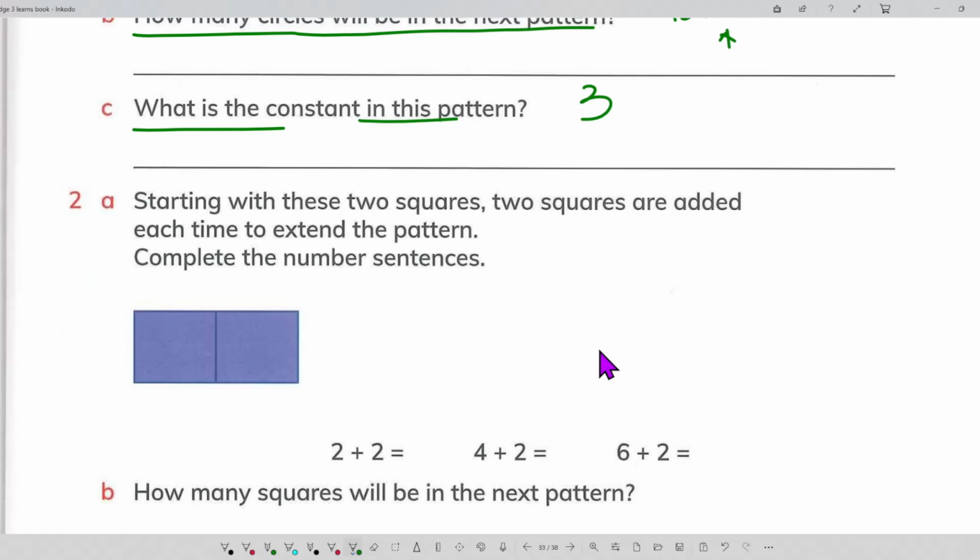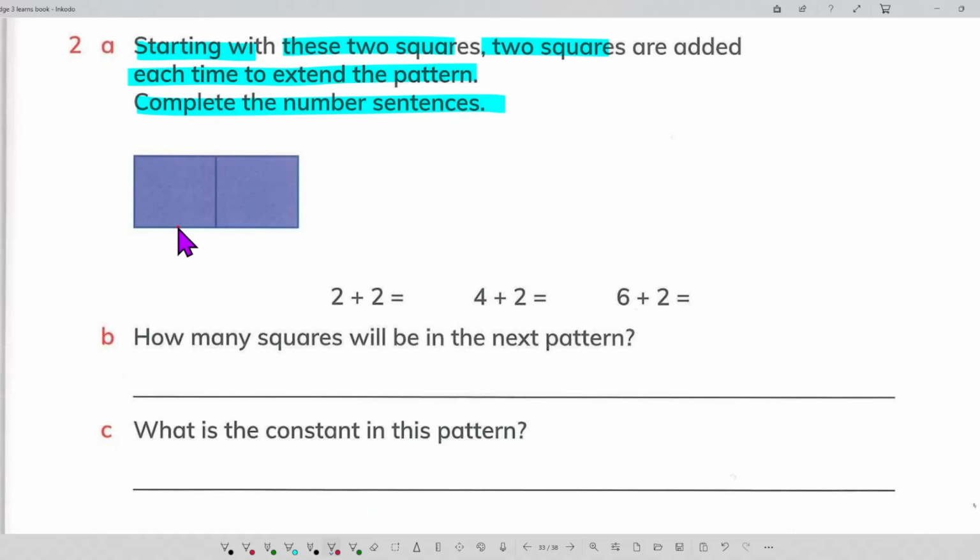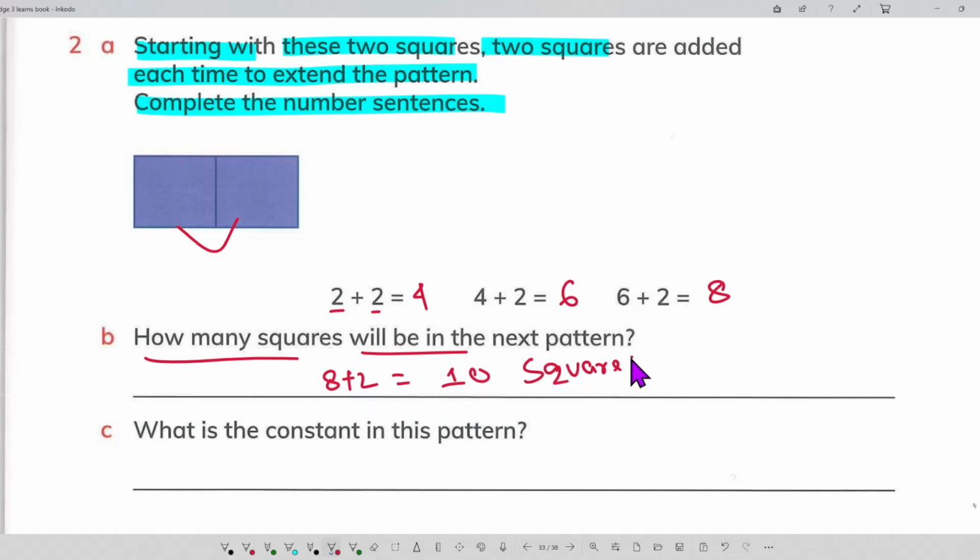Next, number 2, starting with these, two squares are added each time to extend the pattern. Complete the number sequence. So first here is a 2 square shape, so first 2 plus 2 will be 4, then 4 plus 2 will be 6, 6 plus 2 will be 8. So how many squares will be in the next pattern? It will be 6 plus 2, it means 10 squares. Okay, so what is the constant in this pattern? It will be 2.